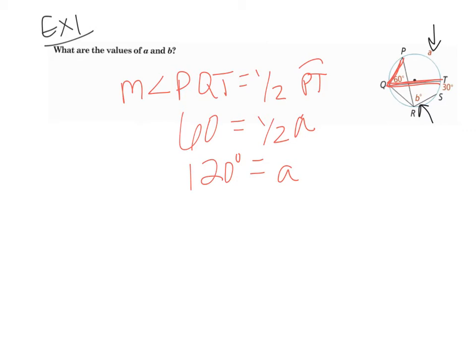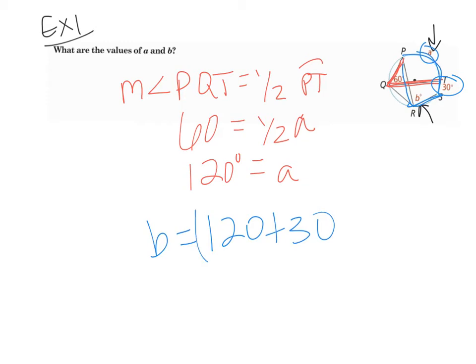Okay, now B, we can figure out pretty simply now, because B creates this intercept arc, that's A, and 30. So basically, B is equal to 120 plus 30. Now, remember that it's half of that. So we have to add those two together, that's 150, divide that by 2, and that's 75.